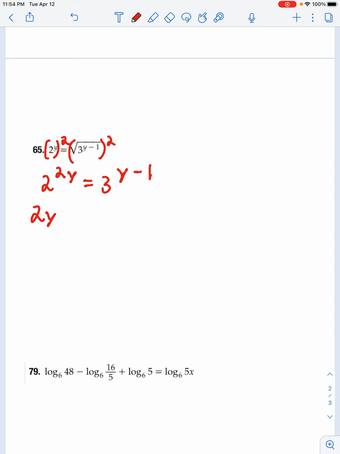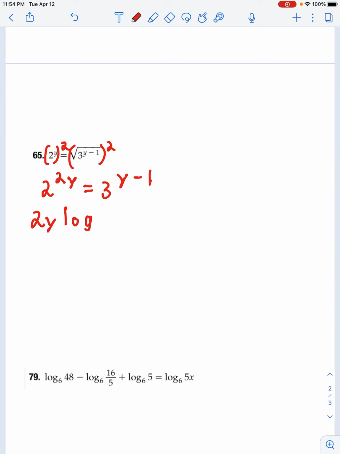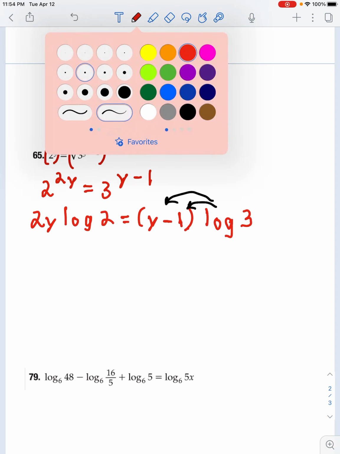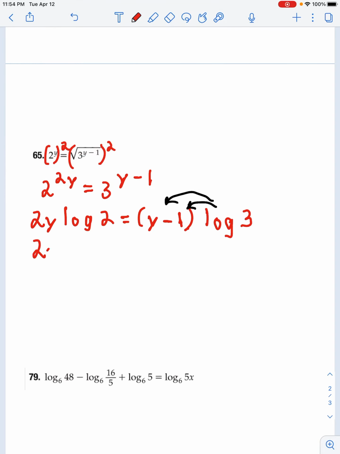So I would have 2y times the log of 2 equals the quantity y minus 1 times the log of 3. On the right side, we're going to have to distribute the log 3 before we can actually solve. And so that means I have 2y times the log of 2 equals y times the log of 3 minus 1 times the log of 3.